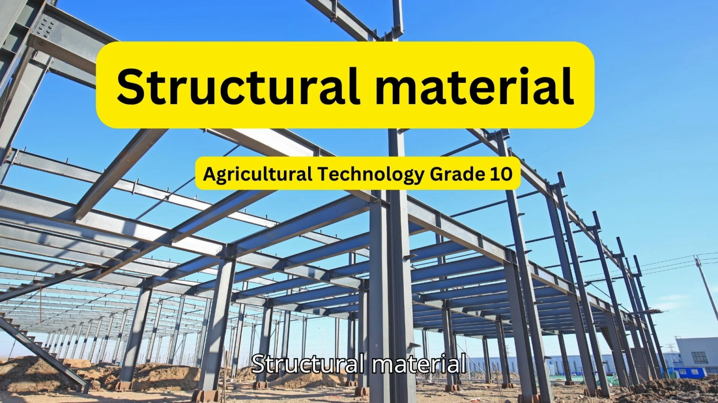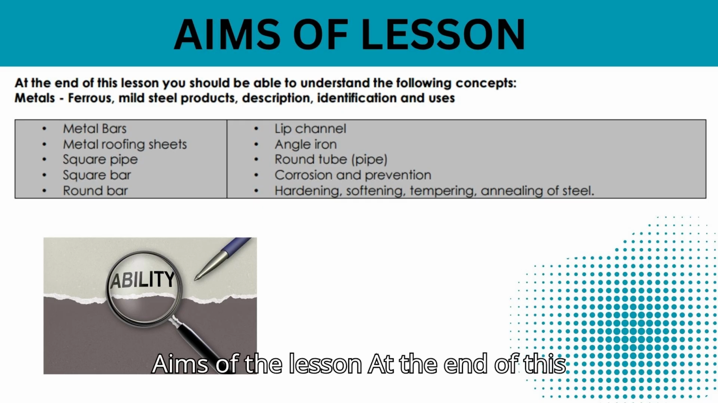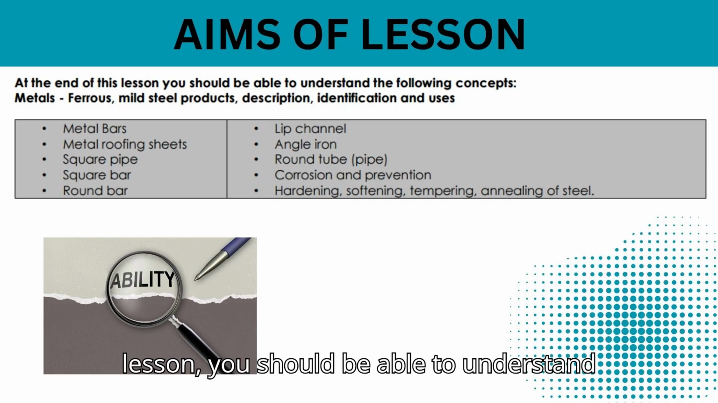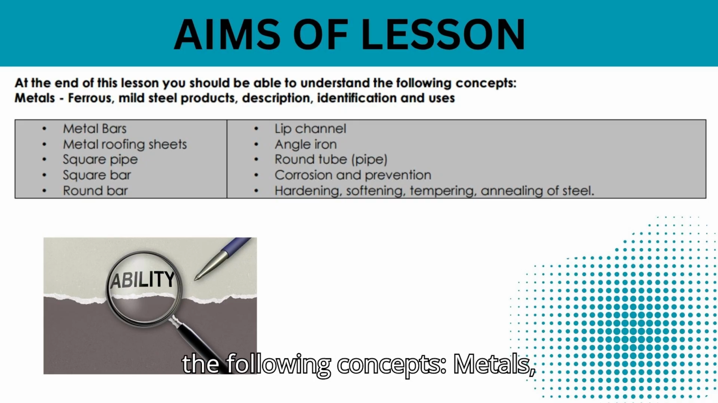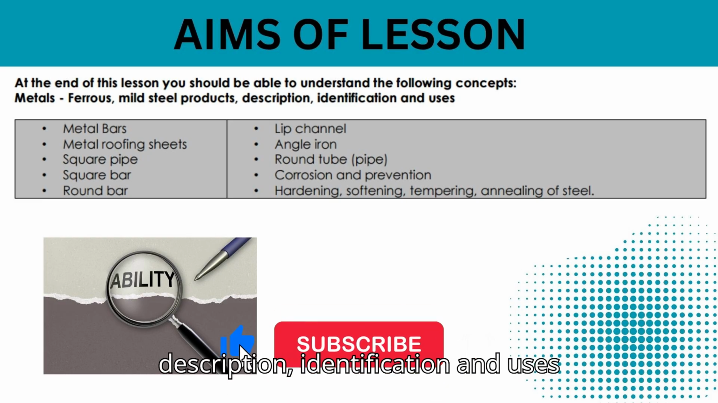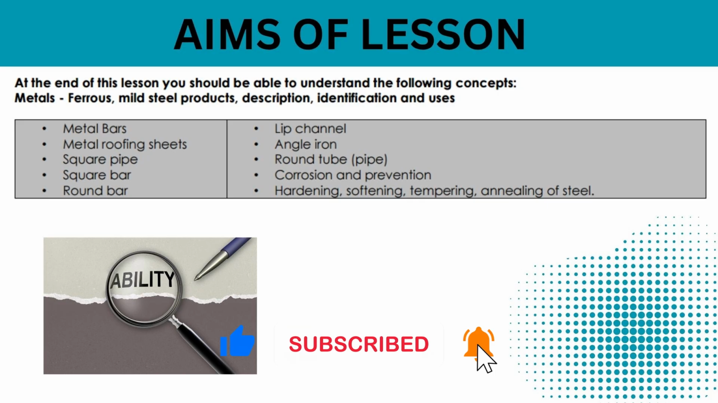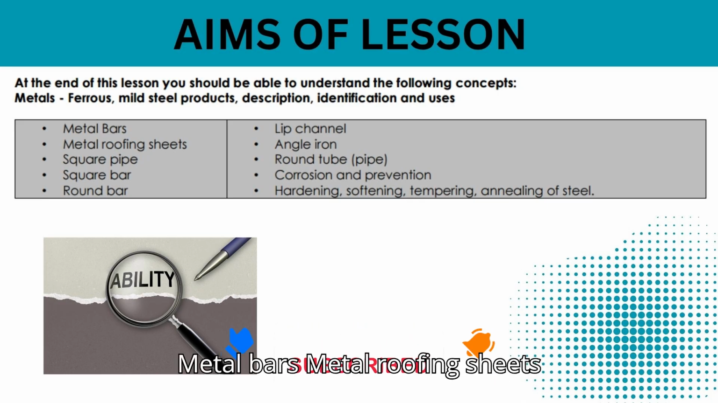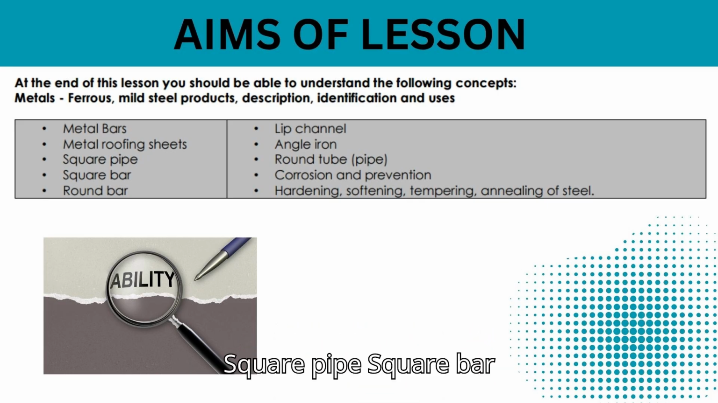Topic: Structural material. Aims of the lesson. At the end of this lesson you should be able to understand the following concepts: metals, ferrous, mild steel products, description, identification and uses. Metal bars. Metal roofing sheets. Square pipe.